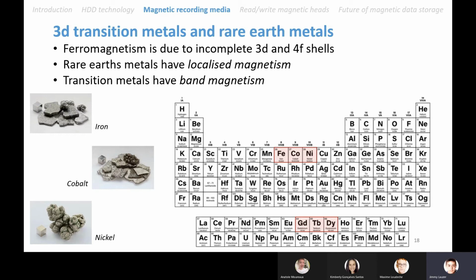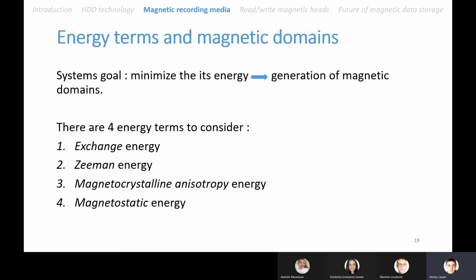Don't worry, this exchange phenomenon will be discussed in more detail further on, but for now, let's move on to the notion of energy and magnetic domains. Magnetic domains are little regions inside the material formed by aligned magnetic moments. The material will naturally break into magnetic domains at cool temperatures in order to minimize the sum of the different energy terms such as the exchange energy, the Zeeman energy, the magnetocrystalline anisotropy energy, and the magnetostatic energy.